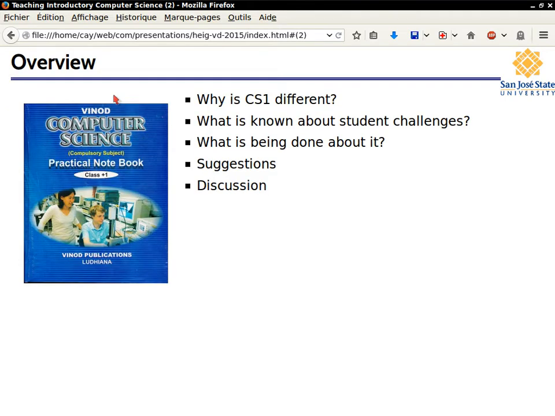So I'm going to be talking about the introductory course in computer science, or CS1 as we call it in the biz, and why it is different, and what we know about why it is so complicated for students. Over the last 30 years there have been quite a few efforts to do something about some of these challenges and to teach it in a better way. Then I'll distill that to some of the things that I tend to suggest to improve the situation. That should take about 45 minutes, and then we'll have the rest for discussion.